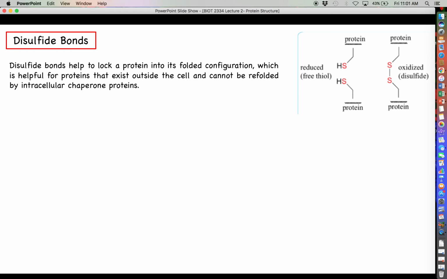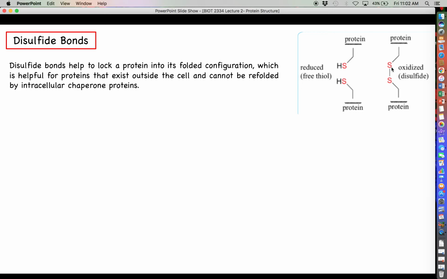If we focus on this concept, disulfide bonds are actually very useful in that they can help to lock a protein into its folded configuration, basically to lock it into place. So once you get a protein folded, you don't really want it to fall apart on itself, so you can glue it together, for lack of a better expression, by forming these disulfide bonds. You're not going to see this as much for proteins that are inside the cell. You're going to see this a lot more for proteins that exist outside the cell because they don't have access to the intracellular chaperone machinery that helps to get proteins folded and to keep them folded.